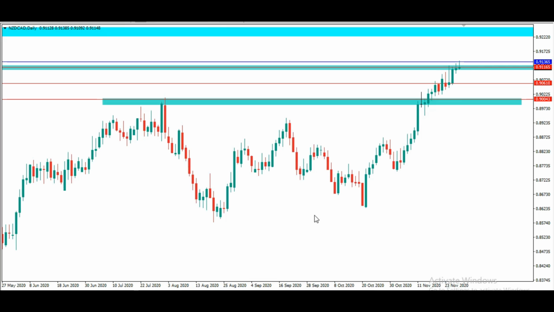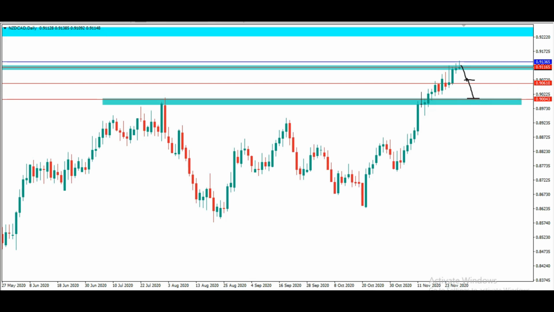For NzdCad, we don't want to take any short trades on this pair. Instead, we are looking for long opportunities. If we see the price retest 90.61 and give us a good rejection, we'll be taking a long trade. If the price comes as low as 90.04 and gives us a good rejection, we're taking a long trade.